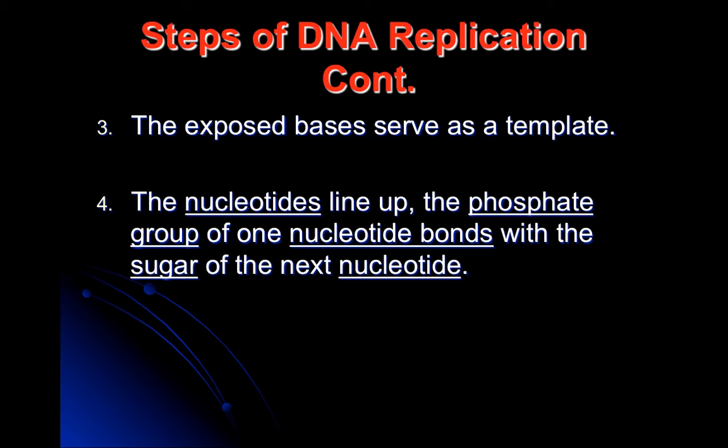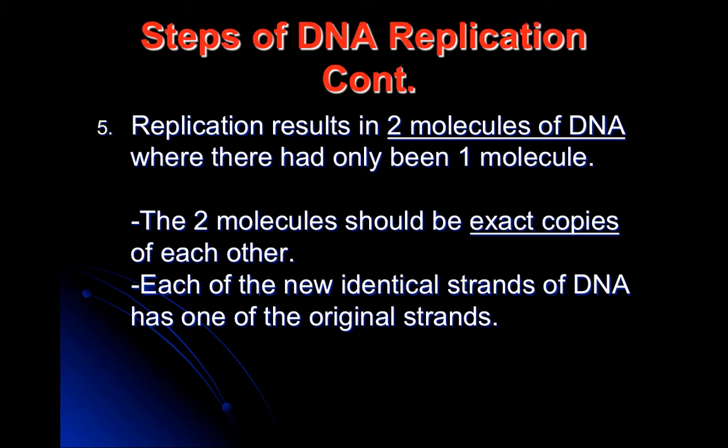The third step is the exposed bases serve as a template. Next, the nucleotides line up. The phosphate group of one nucleotide bonds with the sugar of the next to create the new strands. Replication results in 2 molecules of DNA where there had only been one previously. The 2 molecules should be exact copies of each other. Each of the new identical strands of DNA has one of the original strands. Later in the unit, we'll talk about what happens when you don't get an exact copy, and that's when mutations occur.